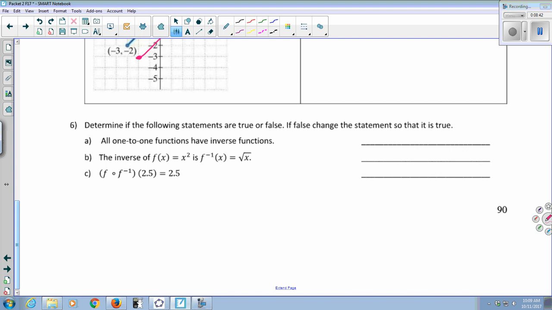All right, we've got some statements here. We're going to determine if they're true or false. All one-to-one functions have inverse functions. True. It's one-to-one. Its inverse is a function.